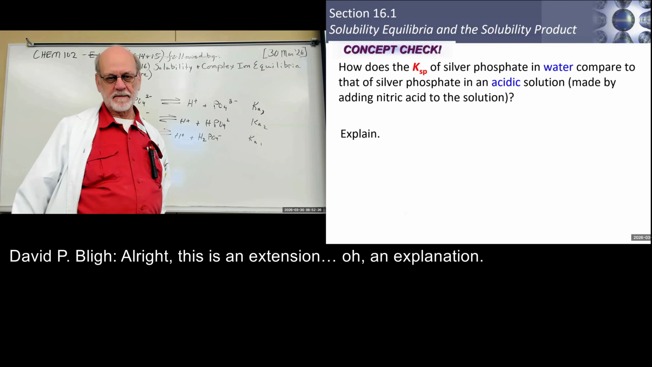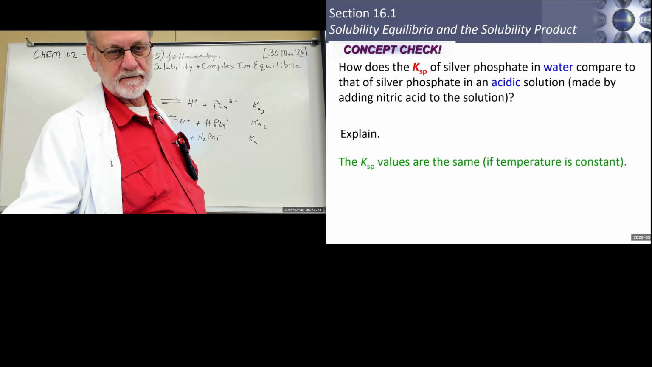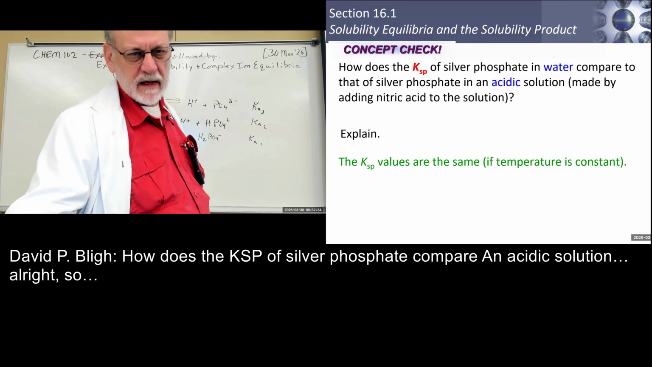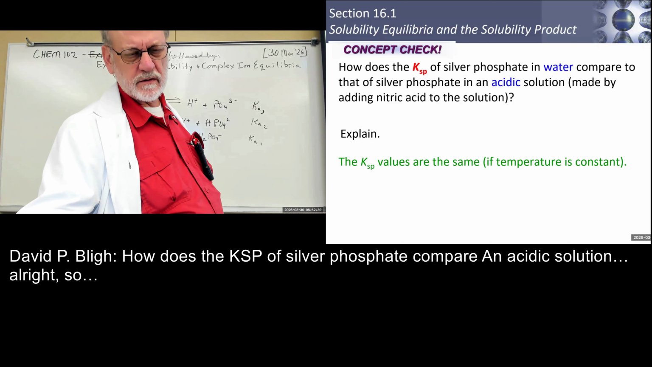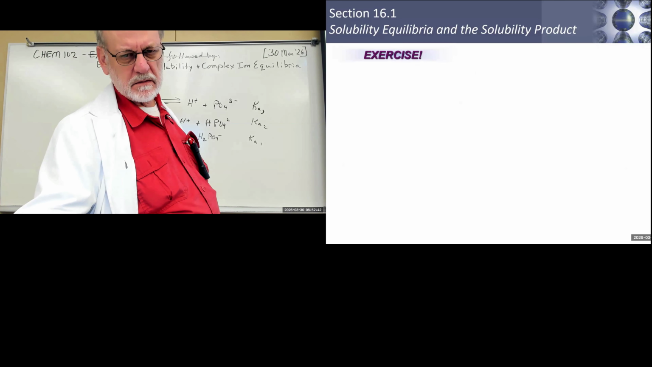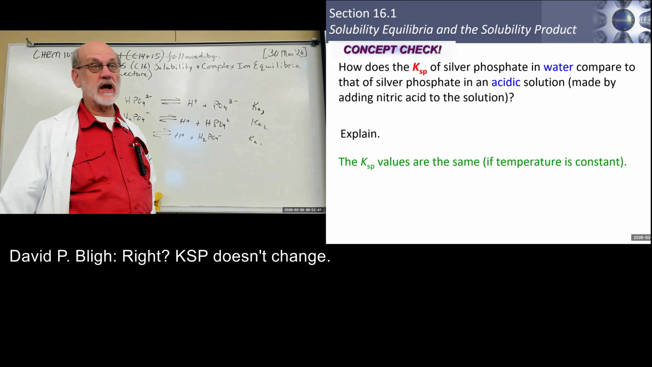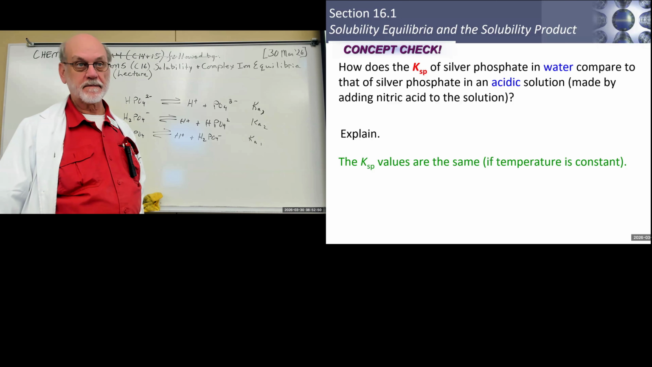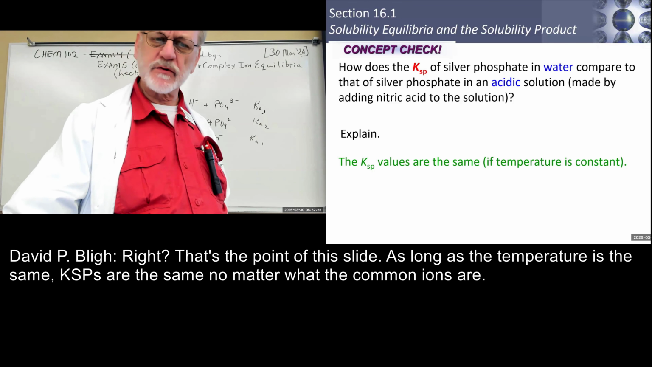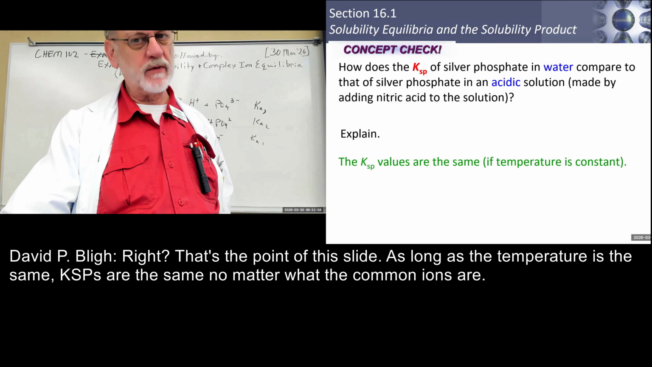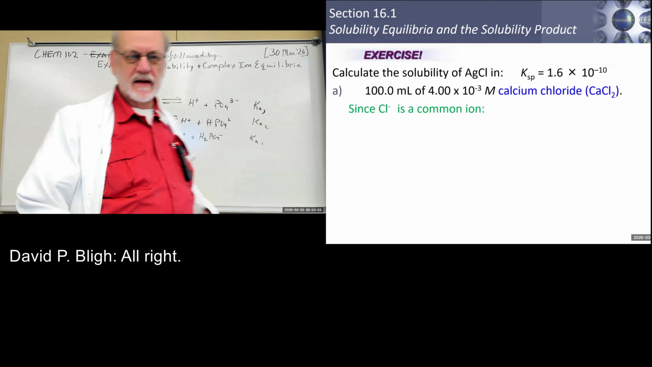All right, this is an explanation. How does the KSP of silver phosphate compare in acidic solution? All right, so, well, the KSP values are the same, right? KSP doesn't change. It's a constant, right? That's the point of this slide. As long as the temperature is the same, KSPs are the same no matter what the common ions are.